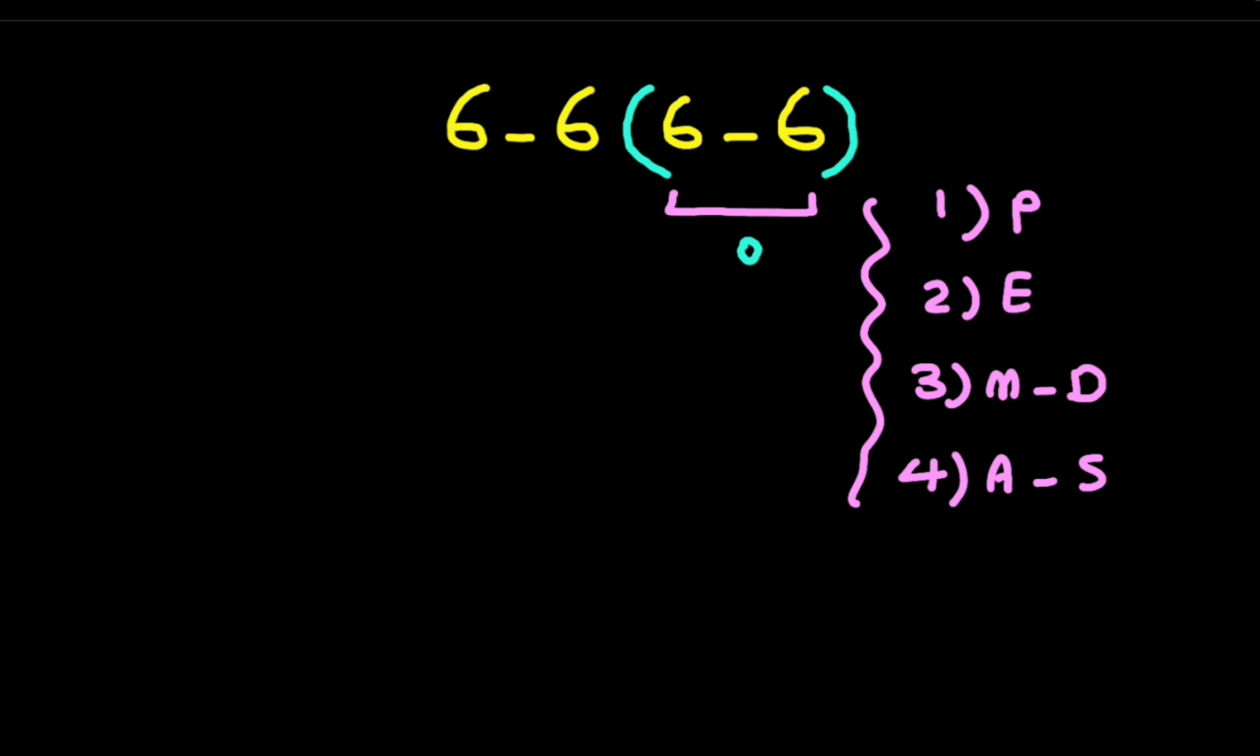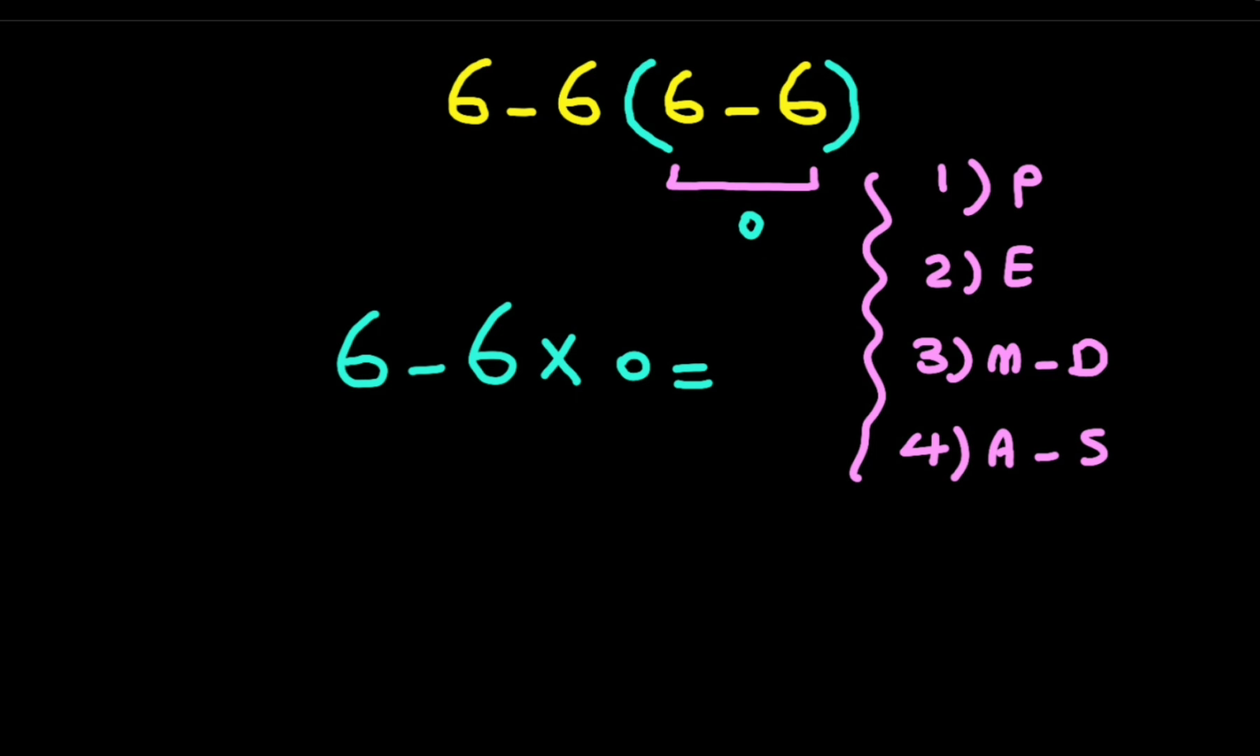Now, let's rewrite the expression. We have 6 minus 6, we have one multiplication here, and 0. Now, according to PEMDAS, multiplication has a higher priority than the subtraction. So we have to solve this multiplication first. So 6 times 0 gives us 0.